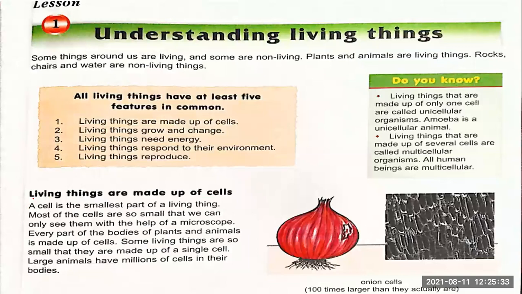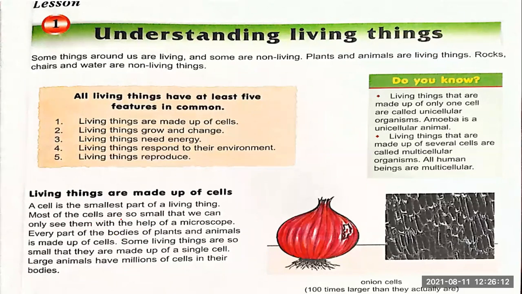Bismillahirrahmanirrahim. Living things are made up of cells. A cell is the smallest part of a living thing. Most of the cells are so small that we can only see them with the help of a microscope. The bodies of plants and animals are made up of cells. Some living things are so small that they are made up of a single cell. Large animals have millions of cells in their bodies.